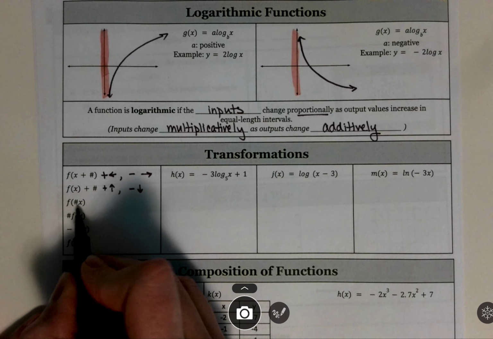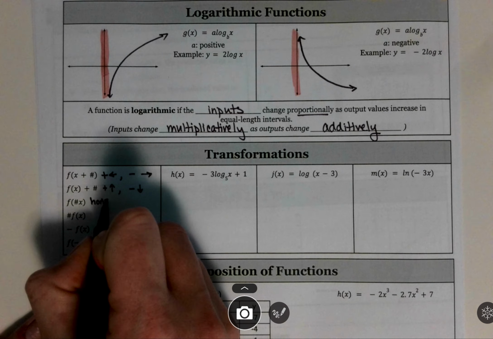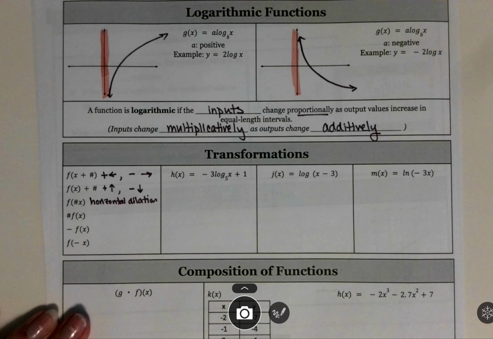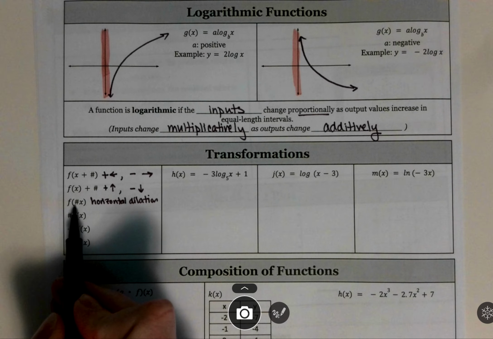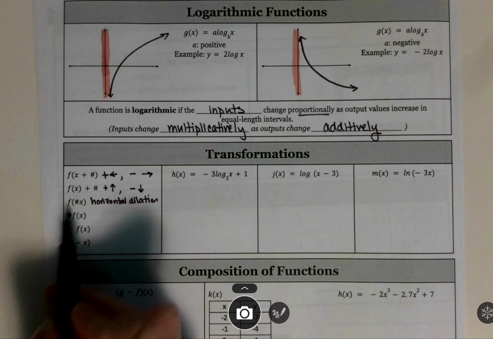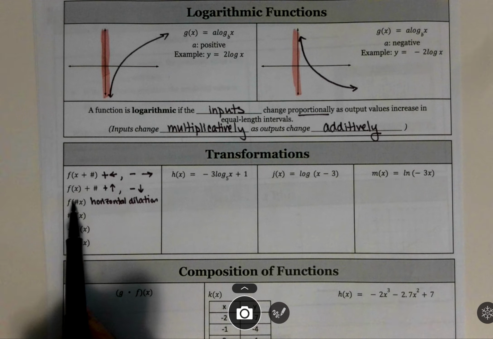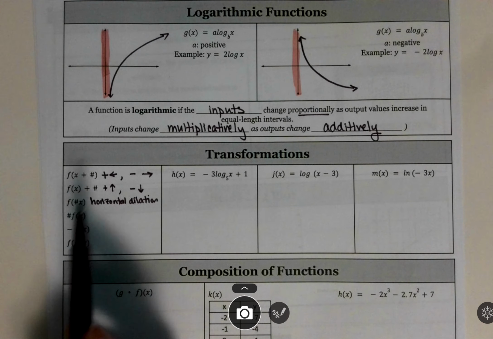If we're multiplying by a number on the inside, that is a horizontal dilation. And for horizontal dilations, they're a little tricky. So if I had a whole number of 2, I would have a horizontal shrink by a factor of 1/2. I'm doing the reciprocal. If I had a number like 5, I have a horizontal shrink by a factor of 1/5. If it is a number between 0 and 1, so let's say it's 1/3, I would have a horizontal stretch by a factor of 3. So this one's a little tricky.